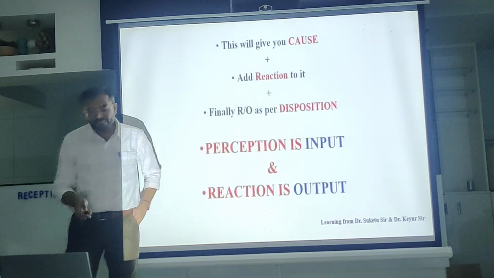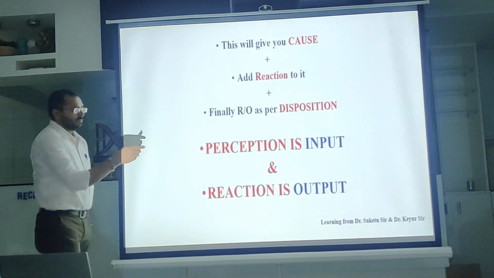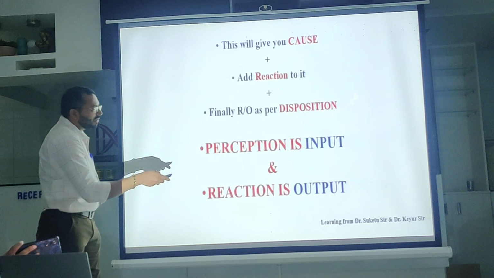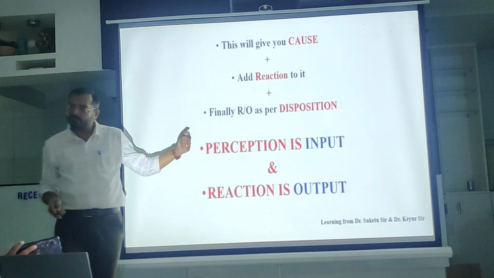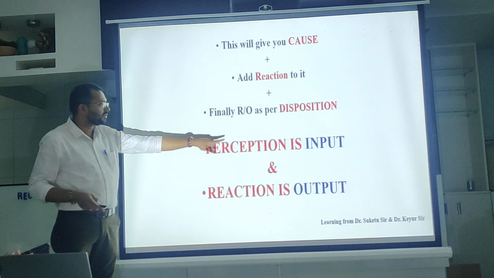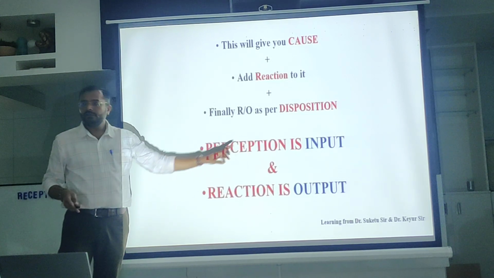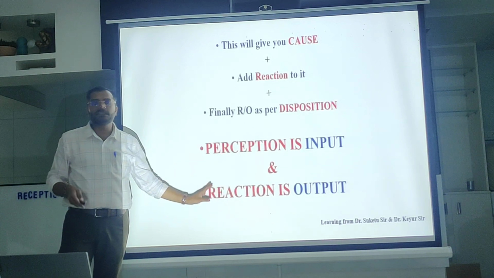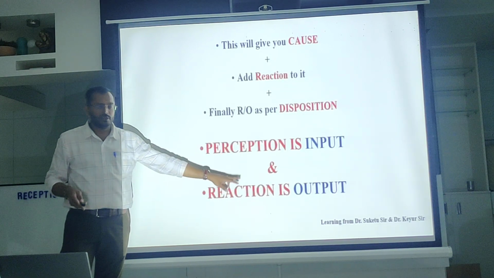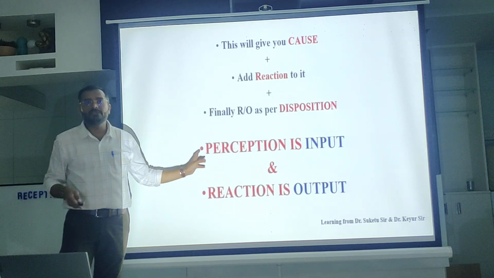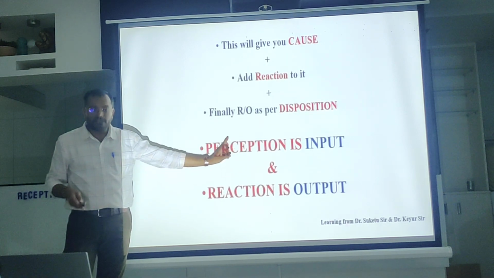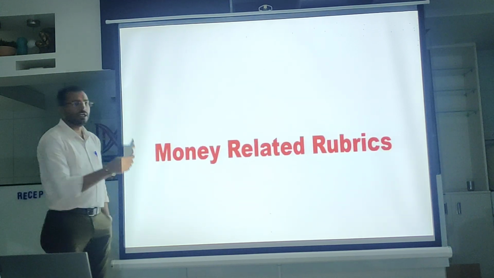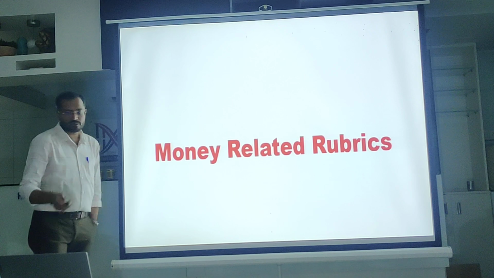Okay, now first they give you the cause, then reaction, finally rule out as per disposition. So we need to probe this only: cause, reaction, disposition. So perception is input, reaction is output. Reaction in terms of disease also, reaction in terms of his emotions also. And perception either as an ailment or perception as a delusion. Okay? So rubrics. So money related rubrics, as you all know, we will go a bit fast here.